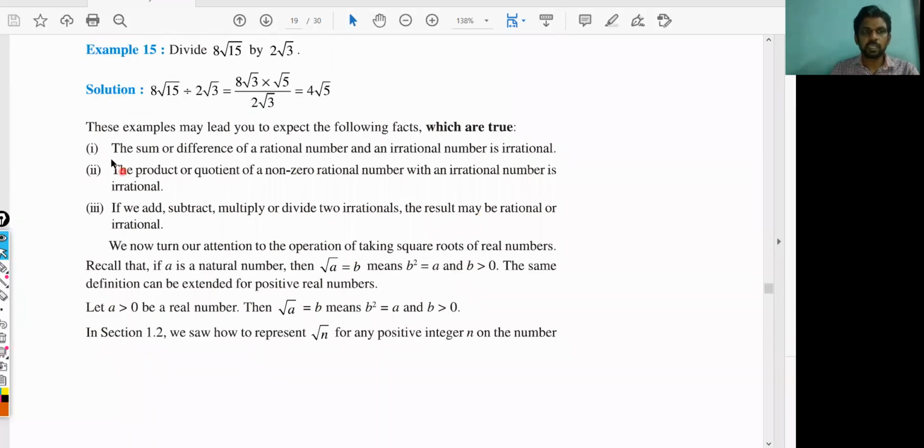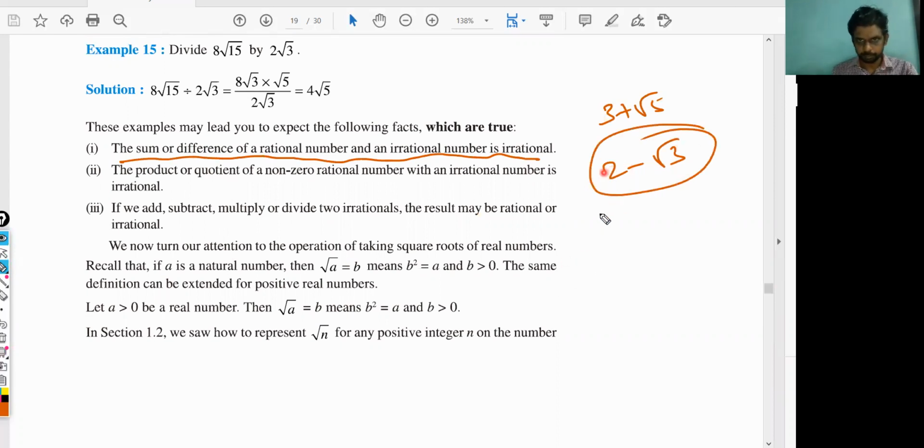There are a few rules, a few facts, which have been given here. The first one is that the sum or difference of a rational number and an irrational number is always irrational, which means 3 plus root 5 or 2 minus root 3 is always an irrational number. This whole term is an irrational number, right? Because I am subtracting an irrational number, whose decimal expansion is non-terminating and non-recurring, right? If you are subtracting such a number, your result will also be such a number, right?